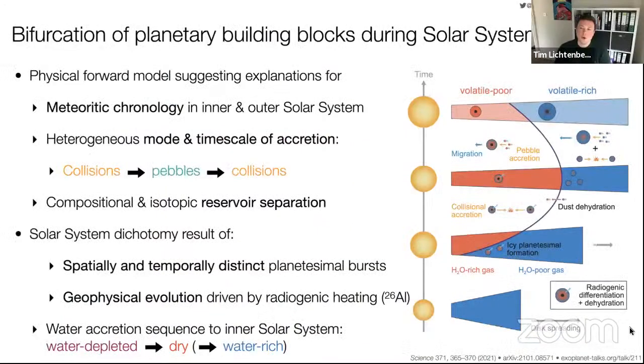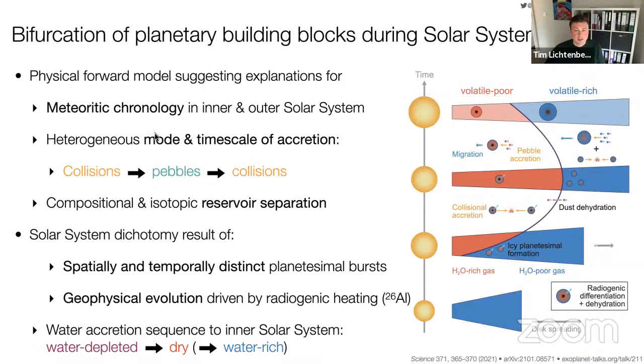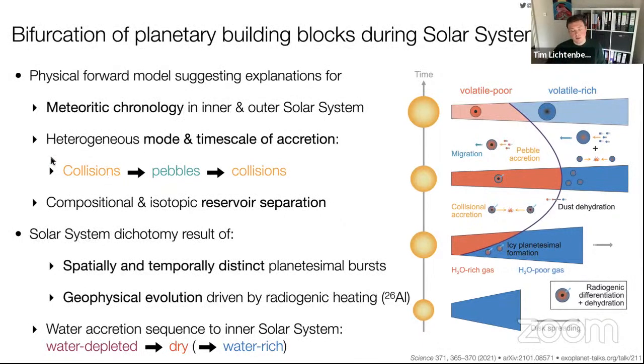So this is here. The point of this model really is to try to present a combined scenario, a physical forward model that suggests an explanation for the meteoritic chronology that we observe in the inner and outer solar system. And what it does specifically is suggest that the terrestrial inner solar system planets formed by a heterogeneous accretion mode and a heterogeneous time scale. Basically the idea is that the initial planetesimal population formed, accreted via collisions, and there was an intermediate but brief phase of pebble accretion, but eventually, because outer solar system pebbles couldn't reach the inner solar system anymore, it finished its accretion via collisions, which takes some time and can explain why we see in the hafnium-tungsten dating record that the Earth accreted over a prolonged time scale.